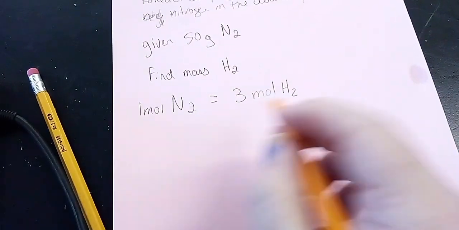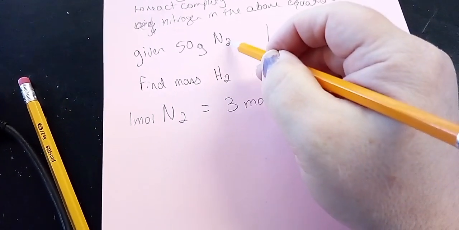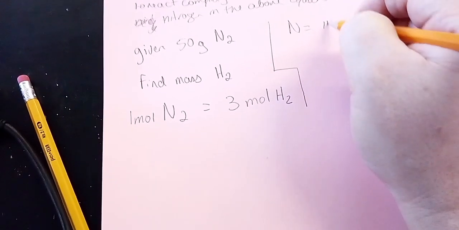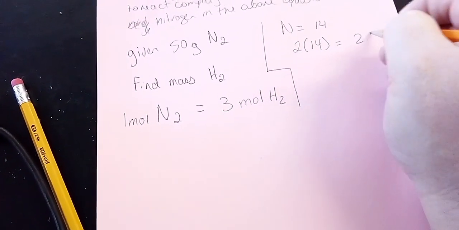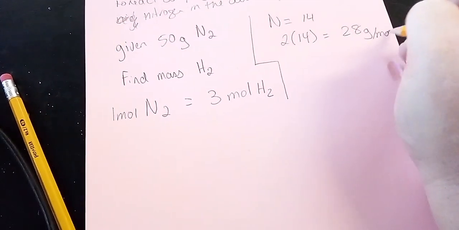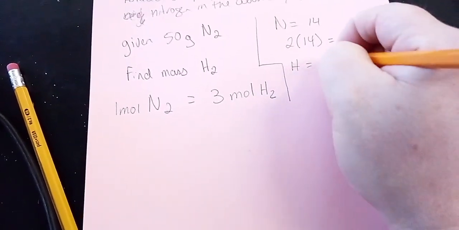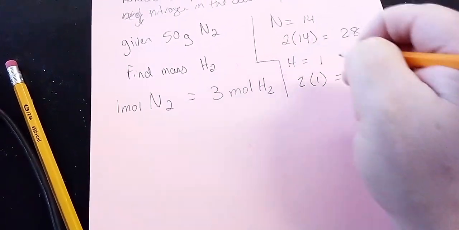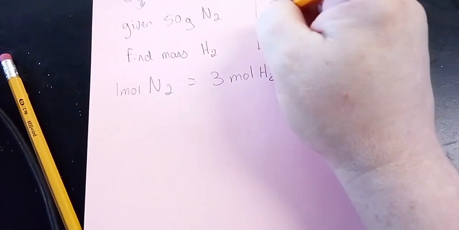So now I can set up my calculations, and before I do anything, I have to find the molar mass of the compounds or elements in this case. So in this case, nitrogen, I know it's 14, but in here I have to multiply 2 times 14, that's equal to 28 grams per mole. And for hydrogen, that's easy, that's equal to 1, and I have 2 hydrogen, 2 times 1, that's equal to 2. So this is H2, and this will be N2.